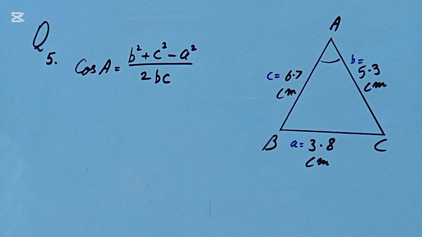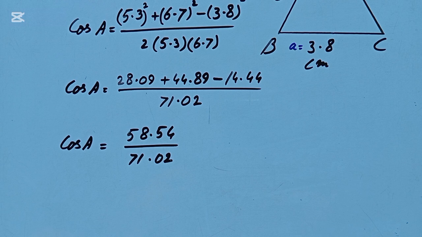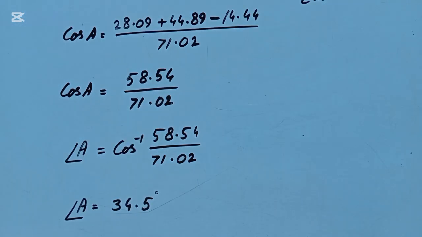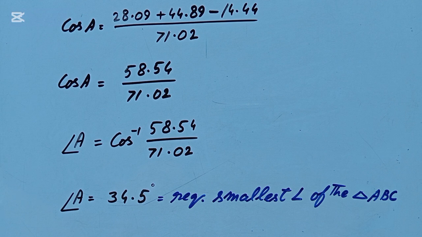Now putting the values. After putting the values, we have solved it accordingly. Now taking cosine inverse both the sides, what we have calculated, angle A equal to 34.5. This is the required smallest angle of the triangle. This way we have calculated another required angle in a triangle where all three sides were given and one angle was demanded to find out.